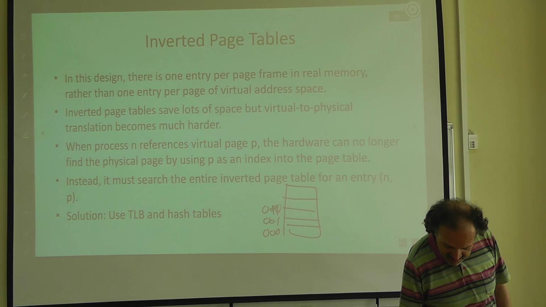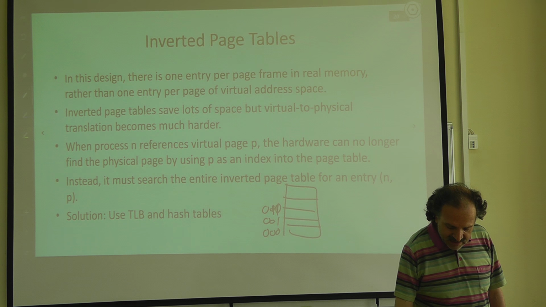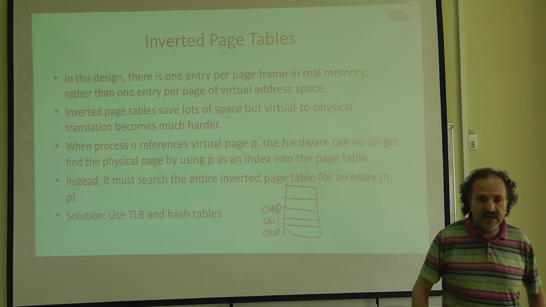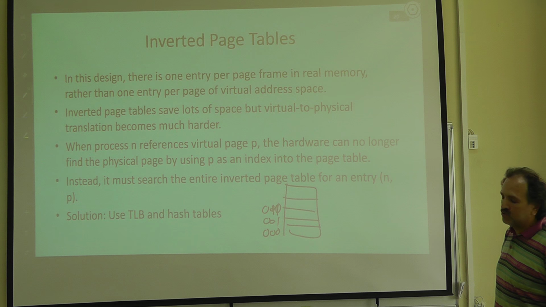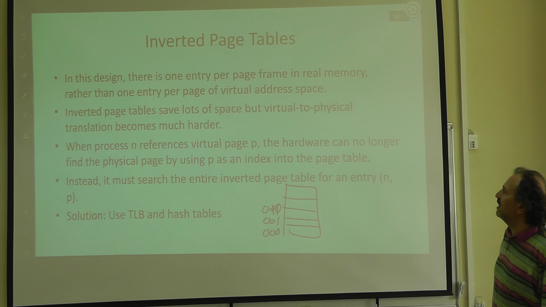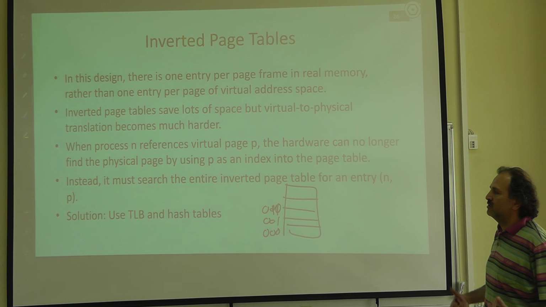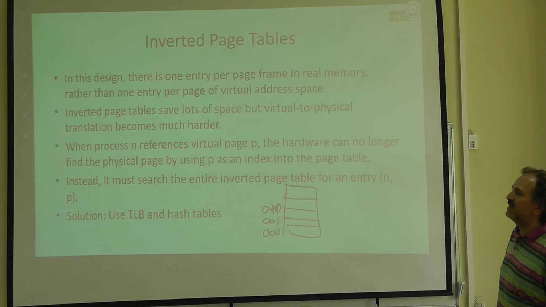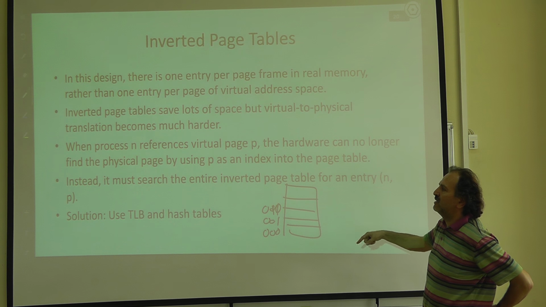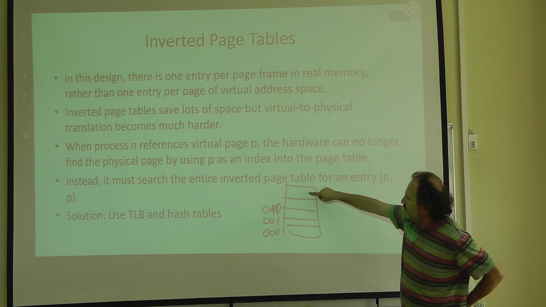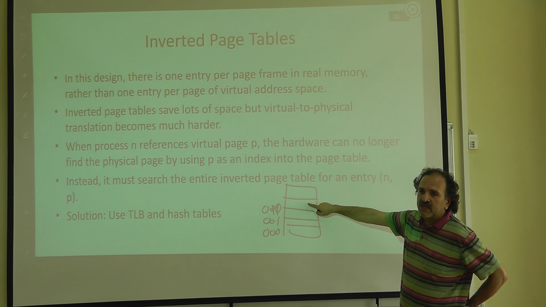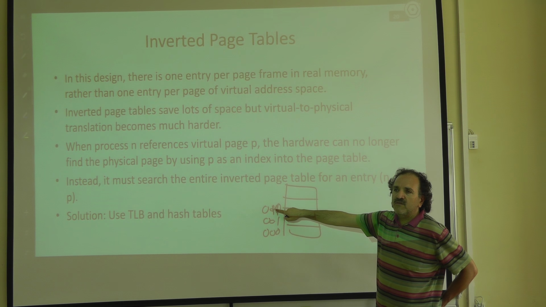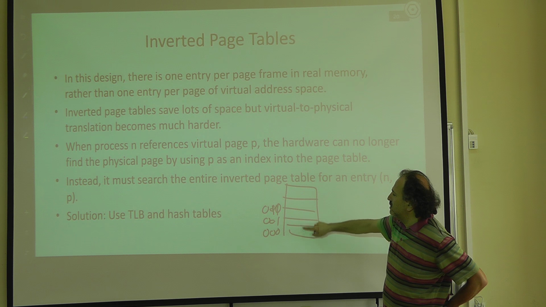So the problem here is that the address that I am looking for is inside this array, not the index part of it, but inside the array. When a process references virtual page P, the hardware can no longer find the physical page by using P as an index. I don't have a page table anymore. Instead, it must be searched. It must search the entire inverted page table for an entry. When I find the virtual offset, I would say that this is my physical page address. So I need to make a search inside this table.